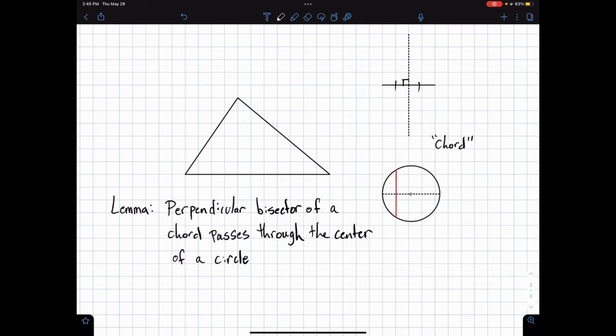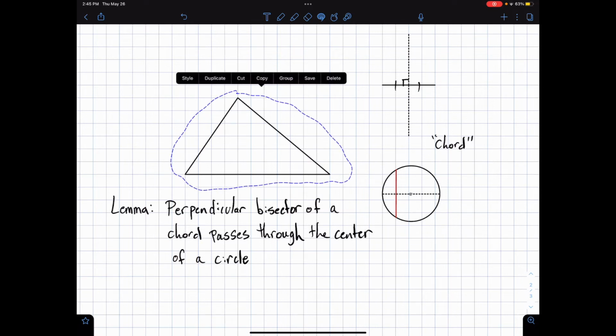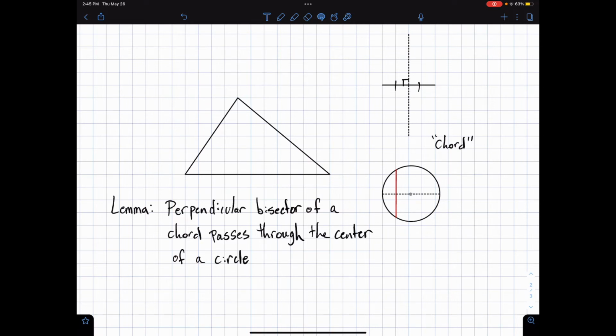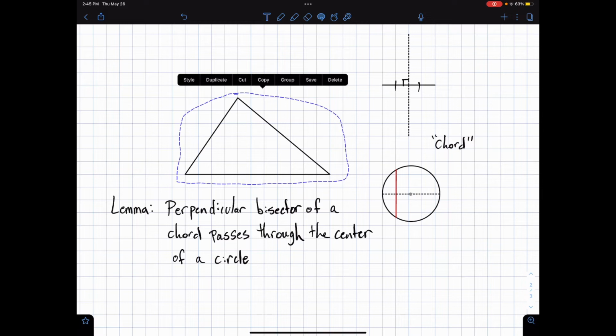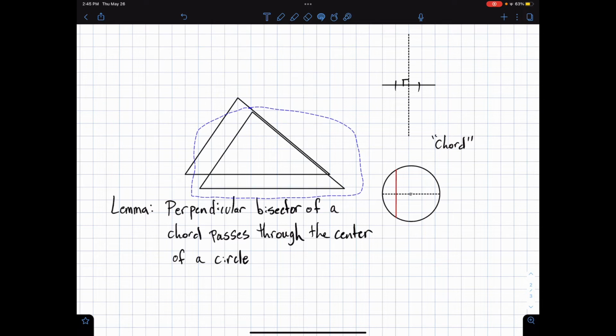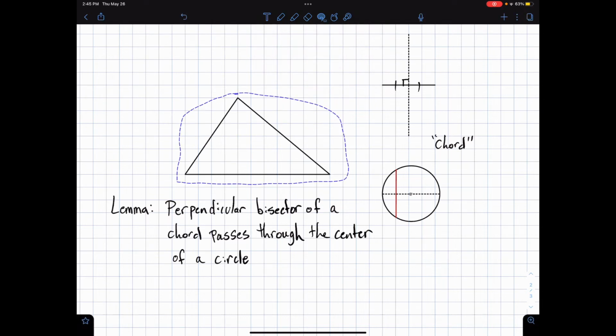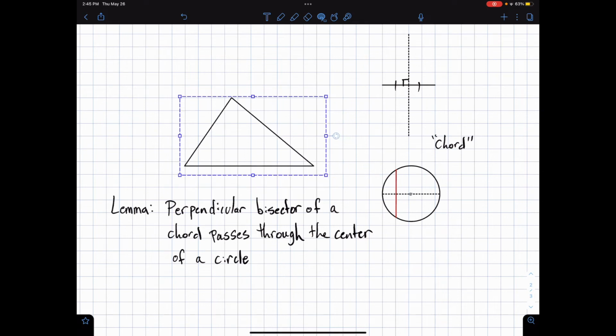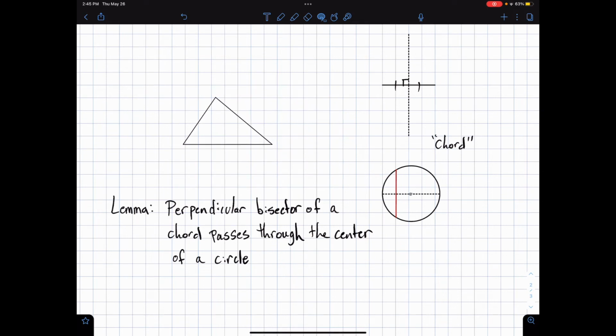Okay, so now we're ready to do the proof. I'm going to shrink down this triangle so we have enough room. Okay, let's just shrink that down a little bit. And I'm going to start by drawing the parallels of the sides. Let's label our sides again, A, B, C.